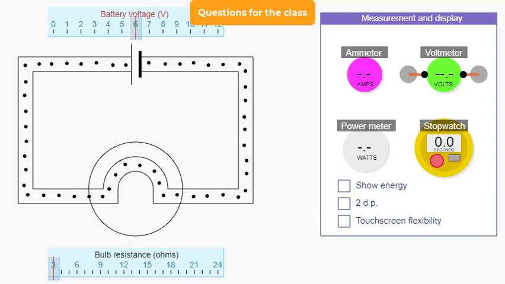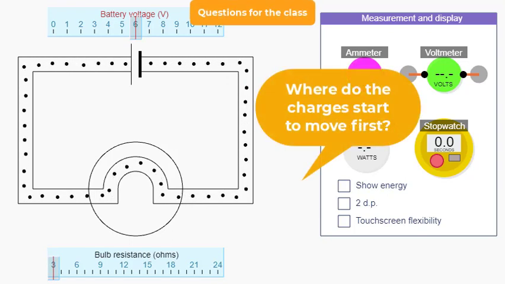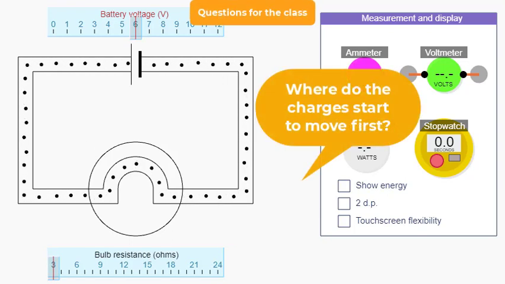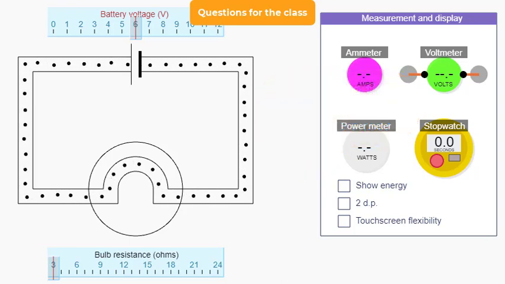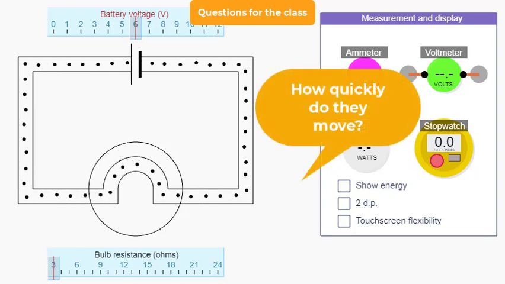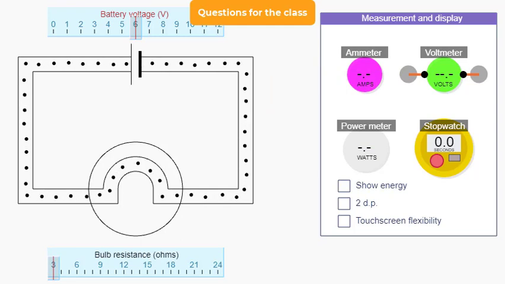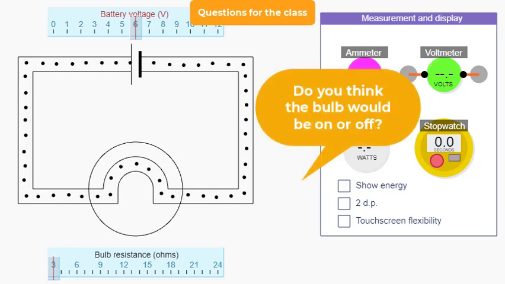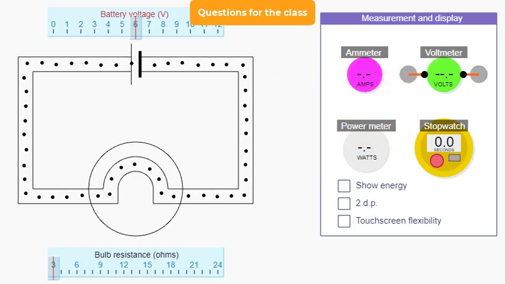So here are some questions. Where do the charges start to move first? Everywhere at the same time. How quickly do they move? Well, they move pretty slowly. Do you think the bulb would be on or off? It should be on or maybe dim.